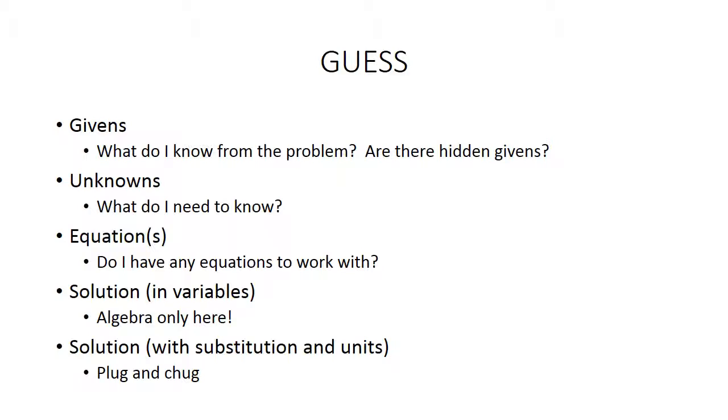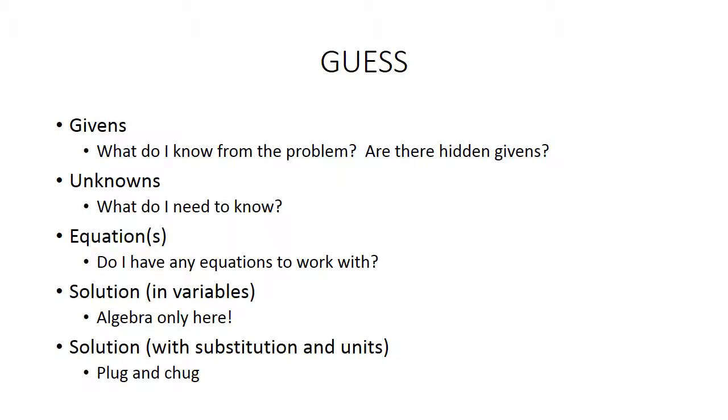Okay, G again. Most of this applies more to a math problem, but you could probably make this work for a written problem too. Givens. What do I know from the problem? Are there hidden givens? A hidden given is something that you know, but they don't explicitly say it in the problem. So when we talk about things dropping, we know that gravity is causing it to accelerate, but they usually won't say that. They'll just say you dropped the ball.